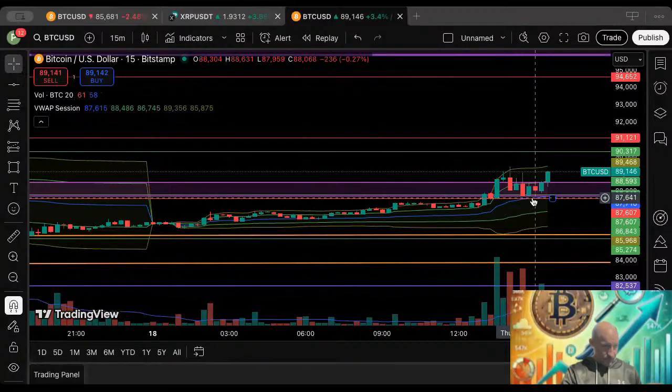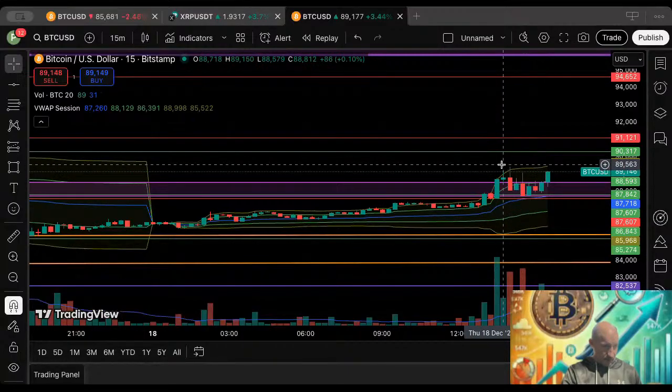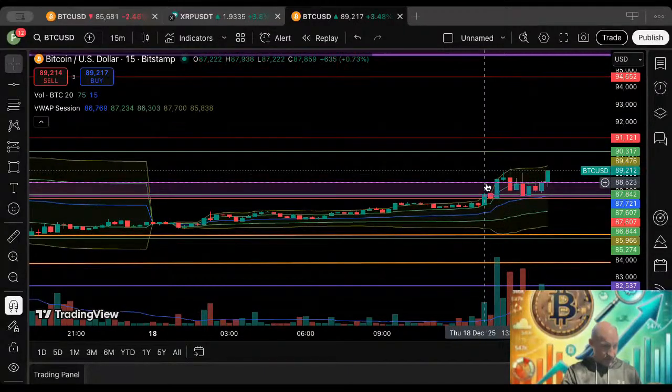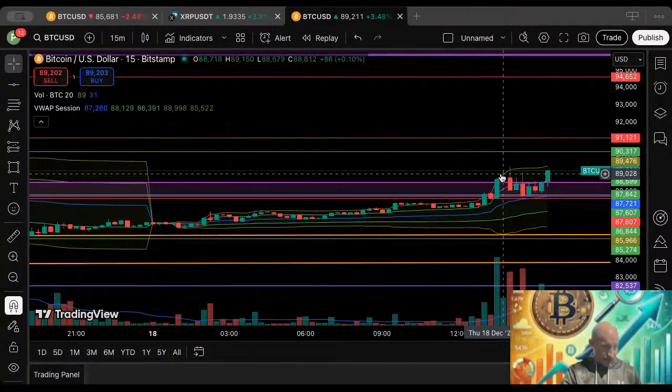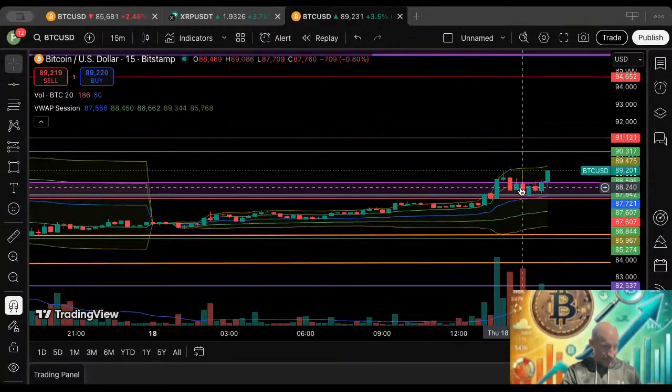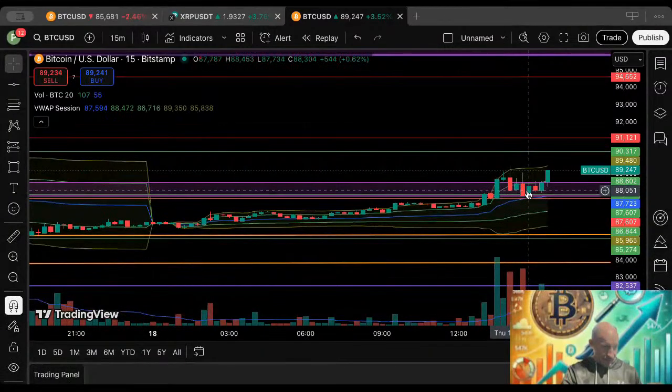Also, there's a bunch of liquidity right here. See these wicks? Because price is pumping, pumping, pumping. And then it retraces back into the fair value gap. Get a little engulfing right there.